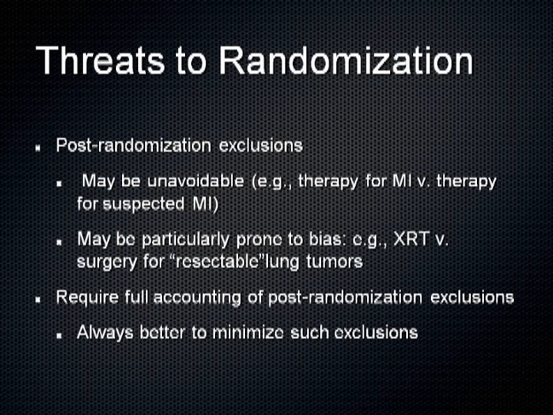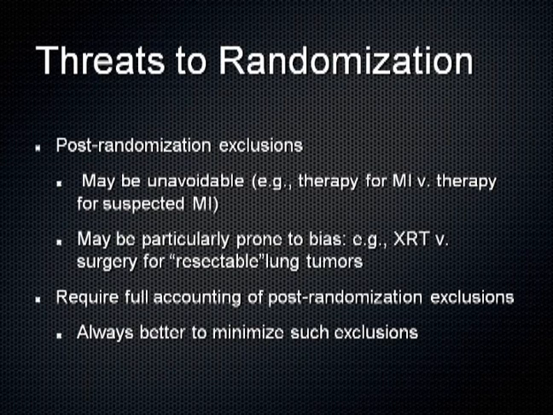Now, going back to threats to randomization, post-randomization exclusions may be unavoidable. For example, if you're testing a treatment for myocardial infarction and you don't know if the patient is diagnosed, then that's unavoidable. You can still do intention to treat, you just have a less efficient study.